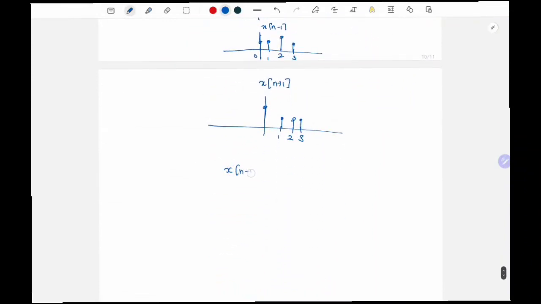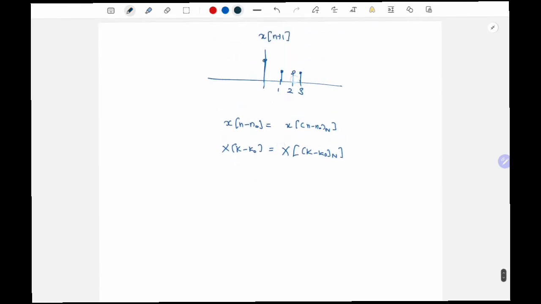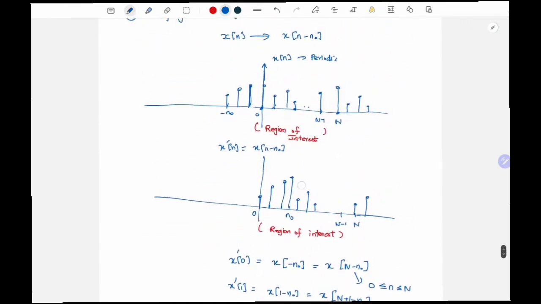So x of n minus n naught is nothing but x of n minus n naught modulo n. So I can write it something like this: n minus n naught, and below I write it as n. Similarly, x of k minus k naught, I can write it as x of k minus k naught under n. So this is shifting. The next property we'll see is reversal.